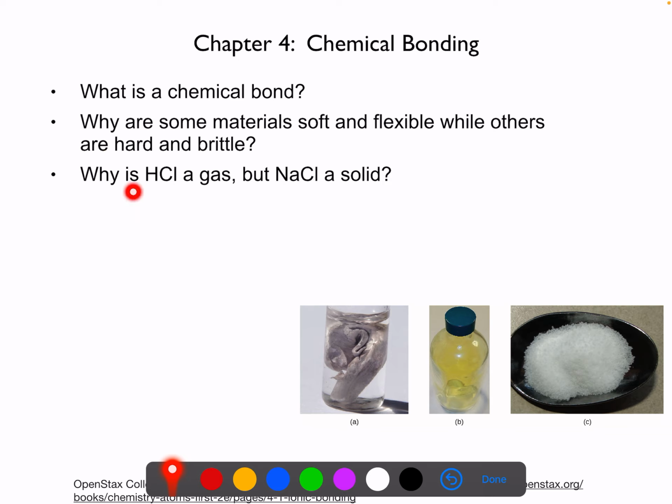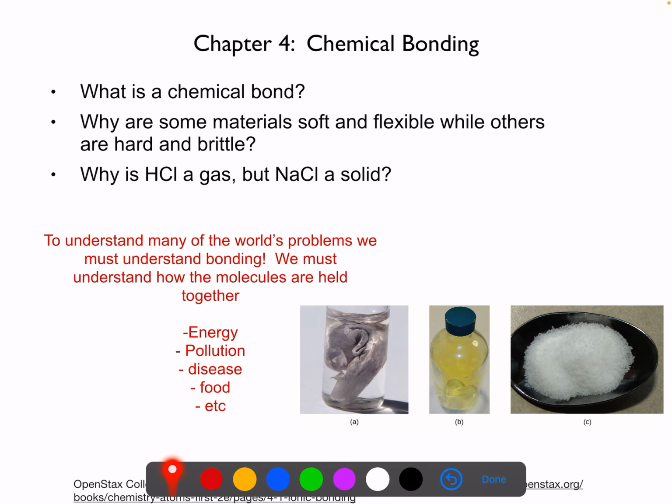Why is something like hydrochloric acid, HCl, a gas, but a very similar molecule, at least in how it looks, sodium chloride, is a solid at room temperature? We can start to answer all these questions when we start to address chemical bonding. And really, an understanding of chemical bonding is the gateway to understanding how to solve a lot of the problems or areas of research of the world today. Things like energy, pollution, disease, food, all of this, if you really want to understand it on a chemical level, you need to understand bonding.